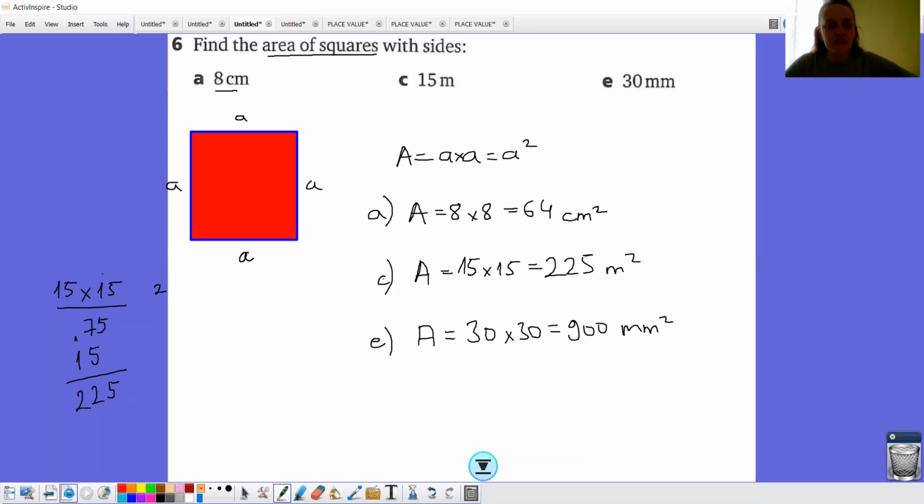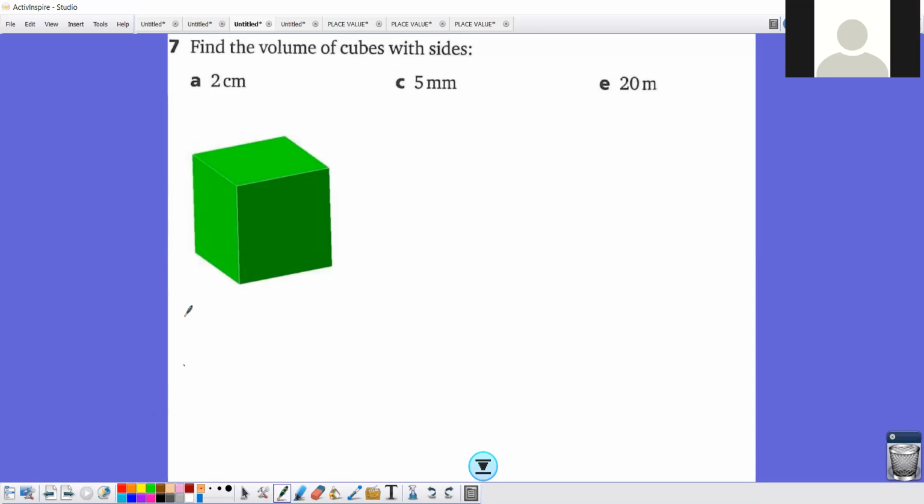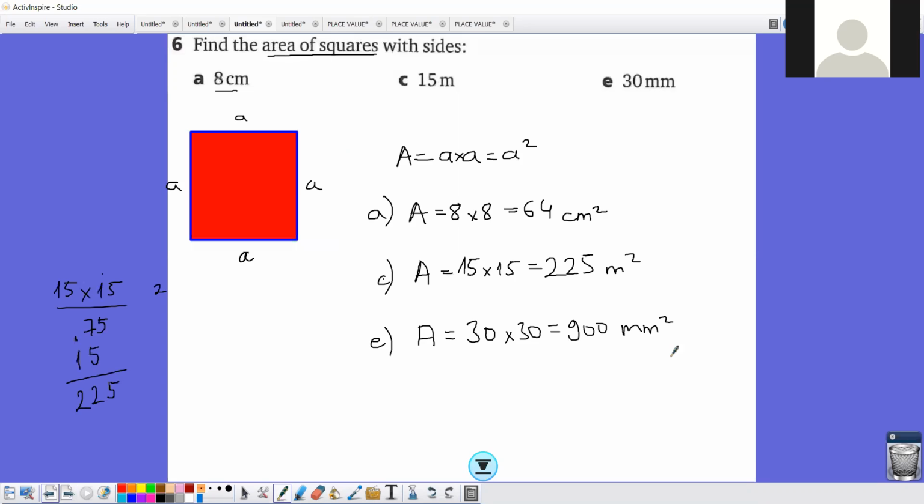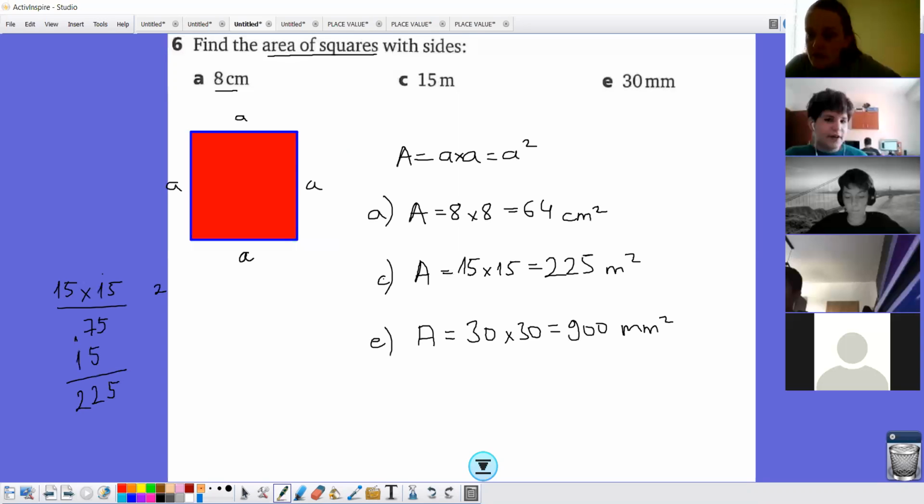Last year we studied area. Now here we have to find volume. Volume of cubes with sides. Now again, let me choose who will solve. Teacher, can you go back please? Okay. Now, go.